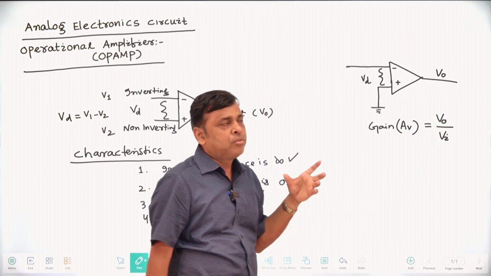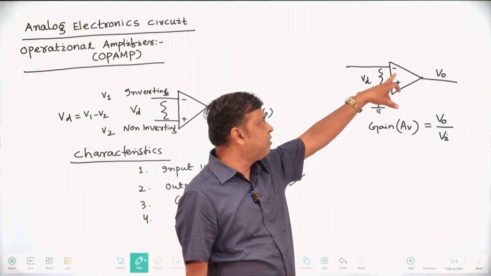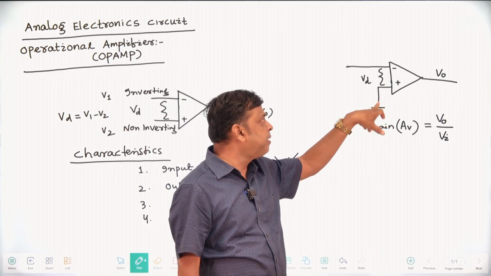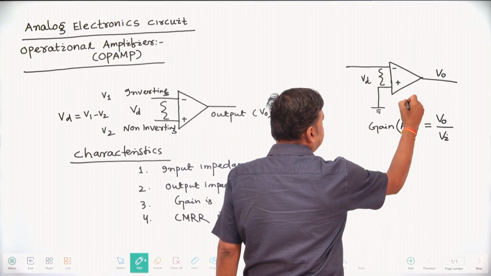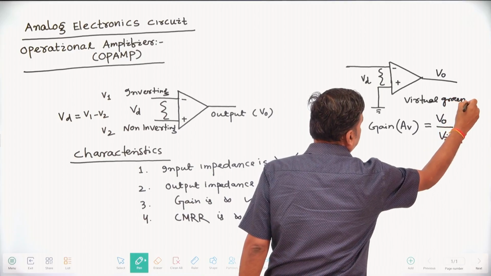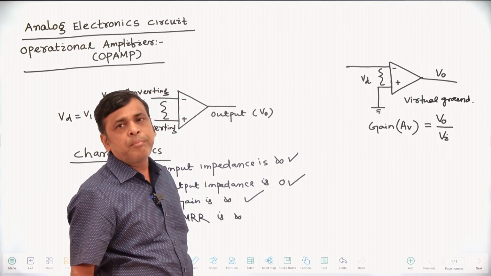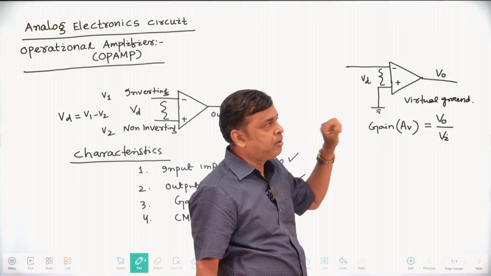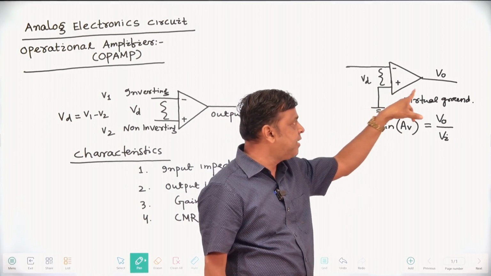You might have so many questions in your mind. In any circuit, we generally consider the negative terminal grounded, but in case of operational amplifier, the positive terminal is grounded, and that ground is called the virtual ground. What is the virtual ground concept? In any electrical or electronic circuit, generally we ground the negative terminal, but in the operational amplifier the positive terminal is grounded, and we say that this is your virtual ground.